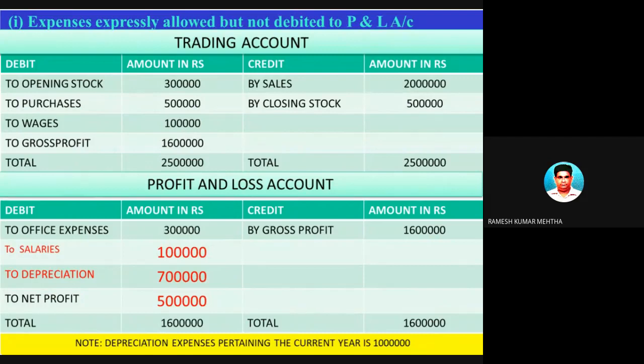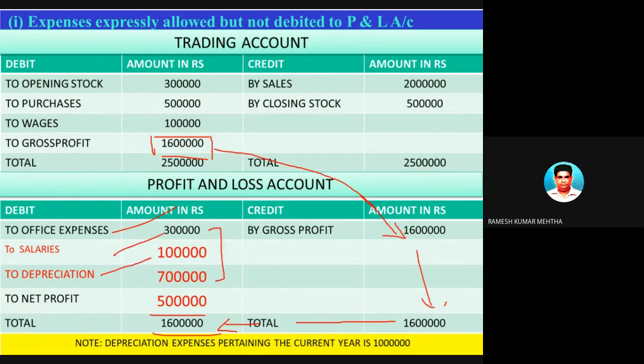In this case, the trading and profit and loss account is given. The gross profit is 16 lakh rupees. The other things are constant, I will not change the figures. So the gross profit brought forward is 16 lakh rupees. On the debit side, office expenses are allowed, salaries are allowed, depreciation is allowed. If I allow an expenditure of 11 lakh rupees out of a gross profit of 16 lakh rupees, 16 minus 11 is equal to 5 lakh rupees. Okay, so it is correct.